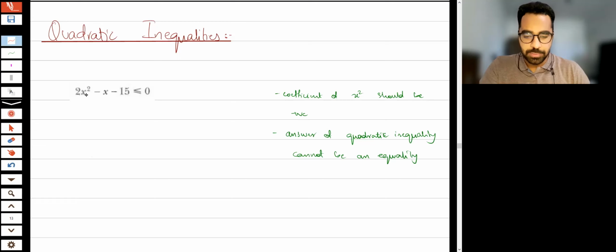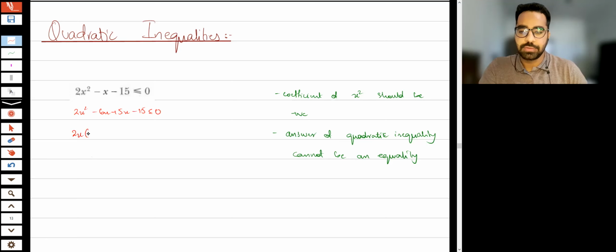Okay, let's see. The first thing that we're going to do is breaking the middle term. So I have 2x squared minus x minus 15. It's going to become 15 into 2 is 30. 2x squared minus 6x plus 5x minus 15 is less than equal to 0. I'll take 2x as common. So this will become x minus 3 plus 5, x minus 3 is less than equal to 0. I'll get 2x plus 5, x minus 3 is less than equal to 0.